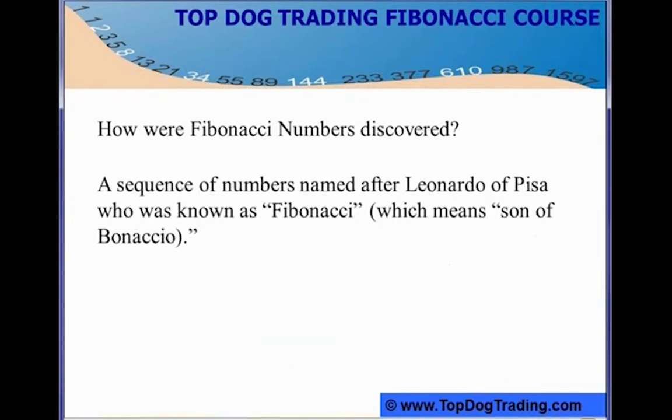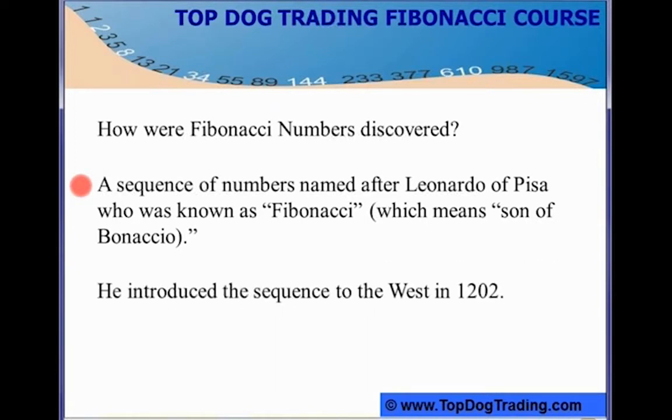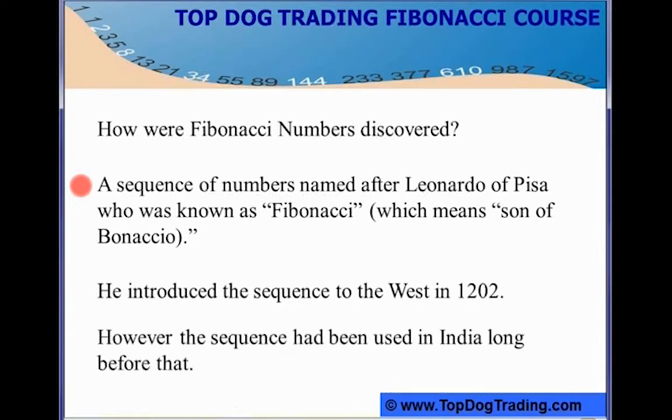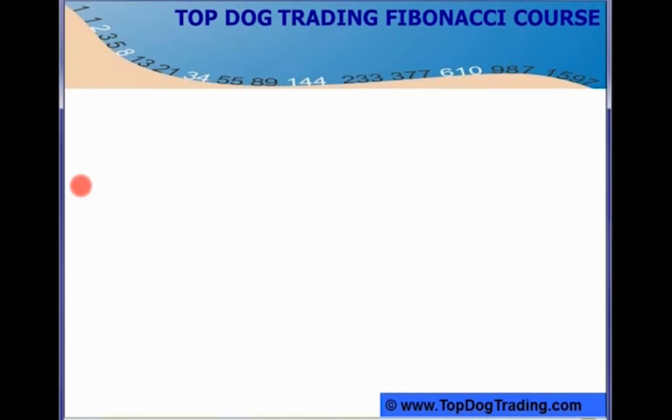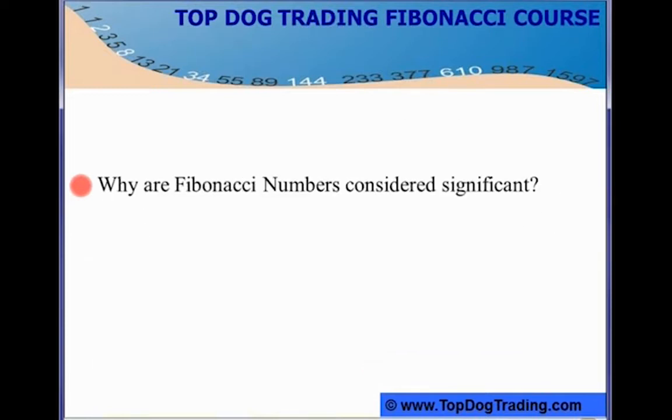So, Fibonacci numbers were discovered in the West by Leonardo of Pisa, who is known as Fibonacci. That simply means the son of Bonacci. And he introduced the sequence to the West in 1202, but actually, like a lot of things in the West, they'd already been discovered in the East long before that. They've been used in India for many, many years before he so-called discovered them.